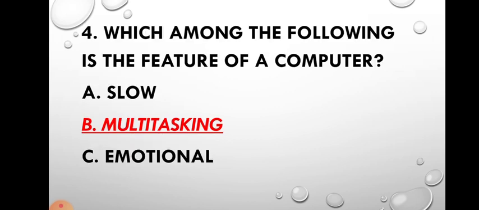Fourth one, which among the following is the feature of a computer? The options are slow, multitasking or emotional. Dear children, mark B, multitasking. Multitasking is the feature of a computer.